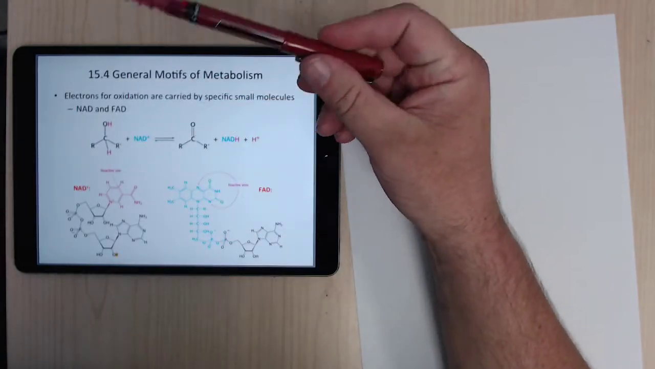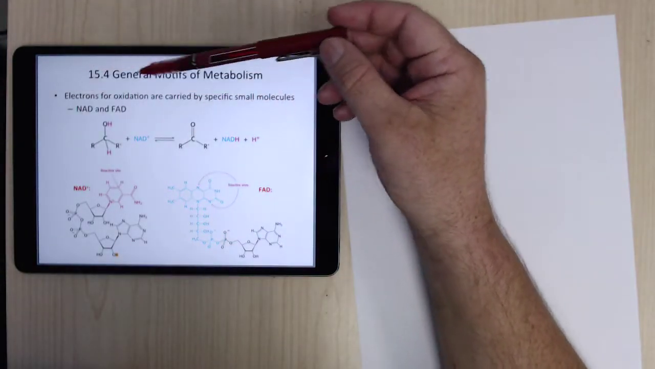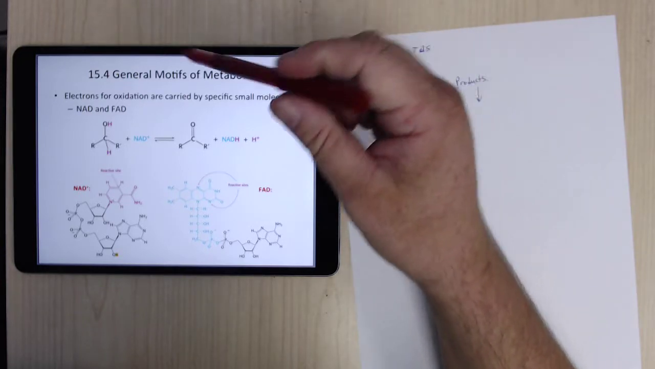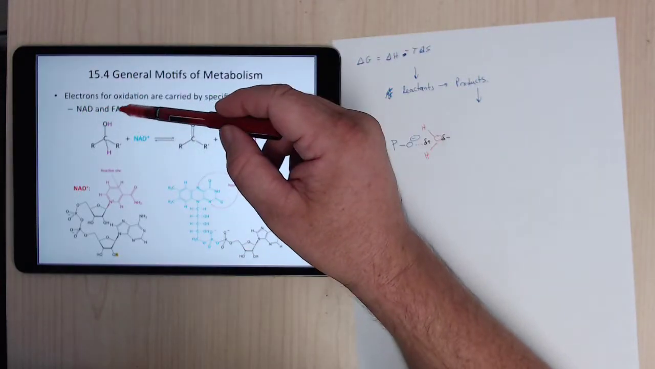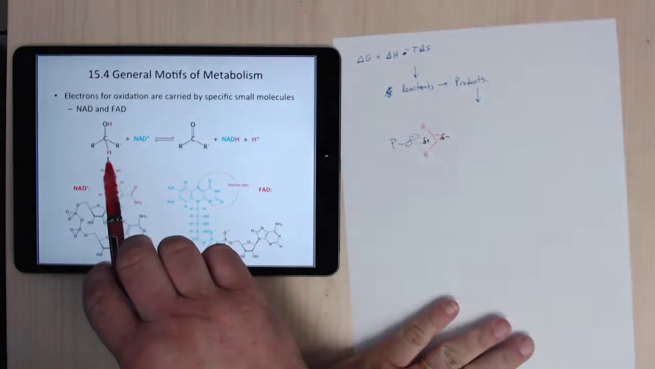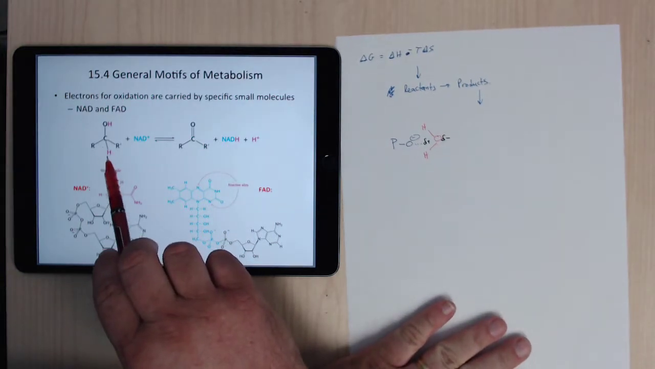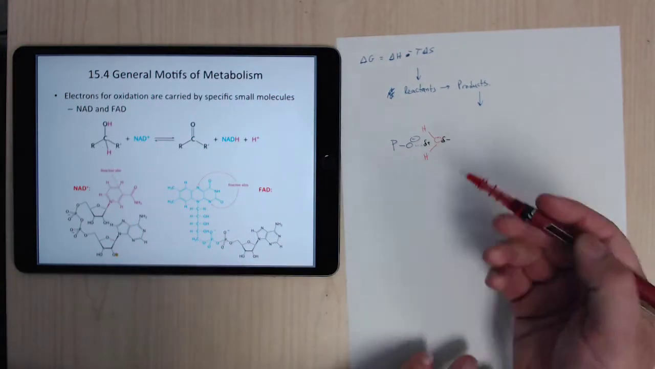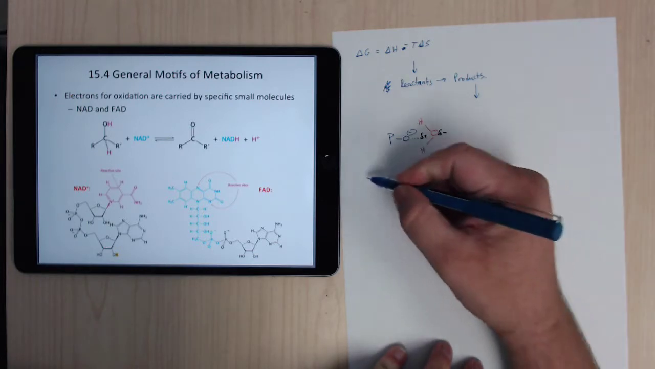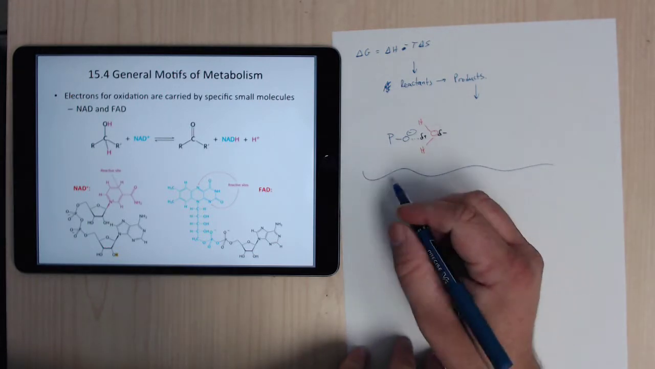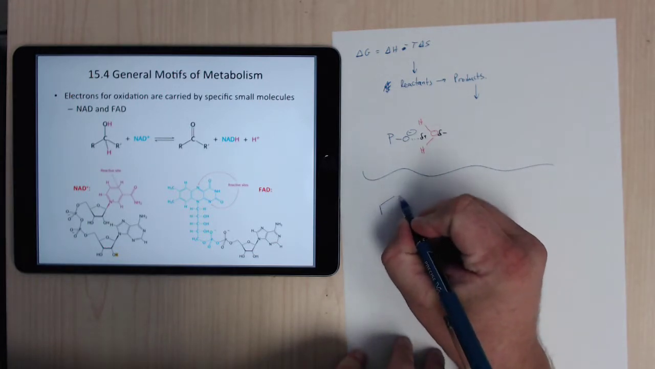Okay, so the general motif of these things is that electrons for oxidation are carried by small molecules. In this case, it's NAD and NADH. What can happen is this hydrogen here can go onto this reactive site. We actually talked about this in class, if you want to look at the mechanism of this.